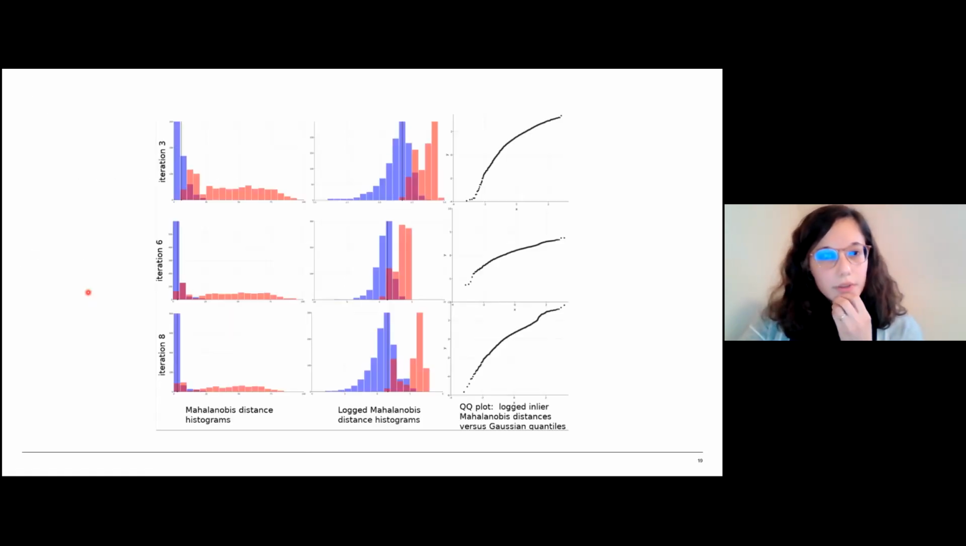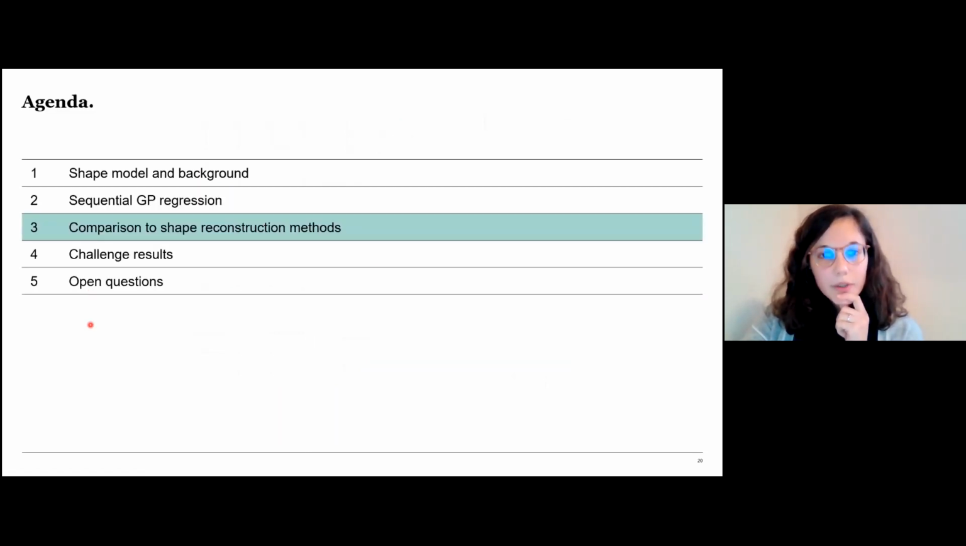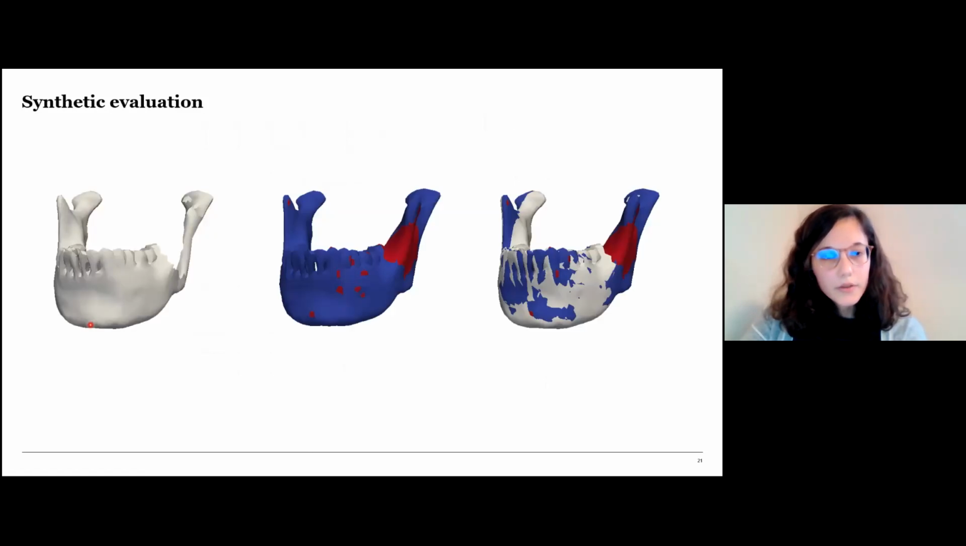Yeah, so that was it for the method. I will talk a bit about some synthetic experiments to compare to other reconstruction methods, and then some challenge results. For the synthetic experiments, we also used the mandible, and we randomly took out some vertices, of different sizes and randomly located across the mandible. And here I show an example where some part has been taken out, what the reconstruction is with the predicted label map and an overlay of the two.